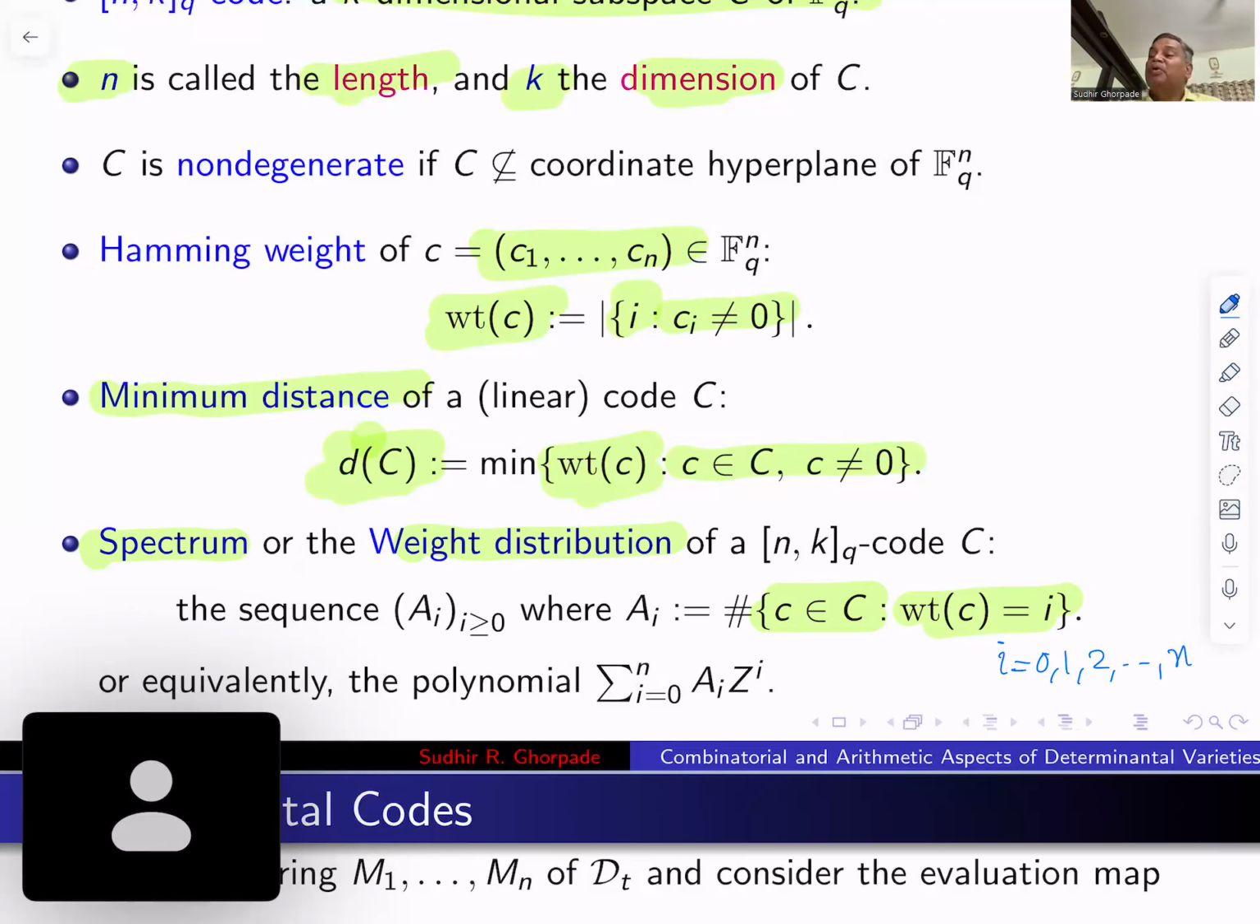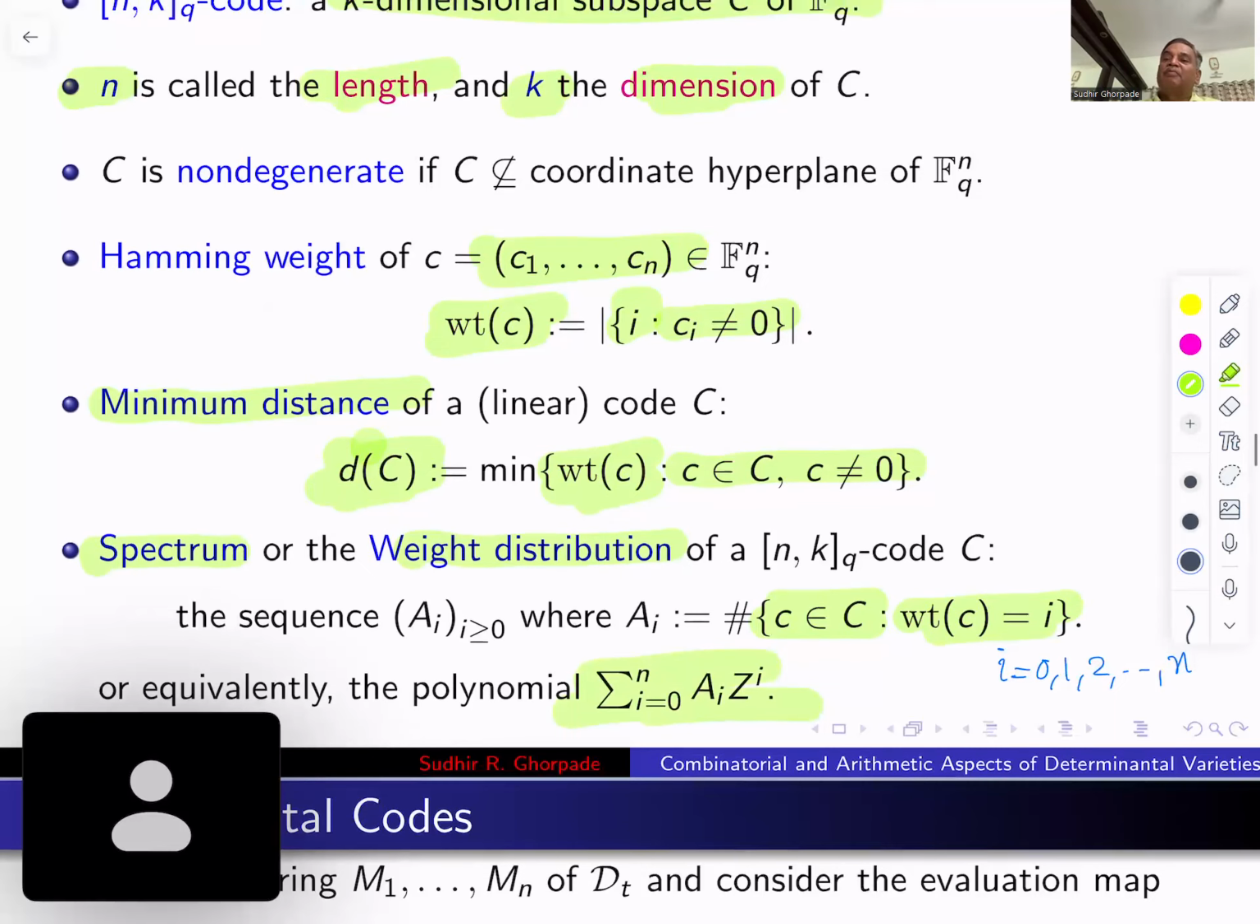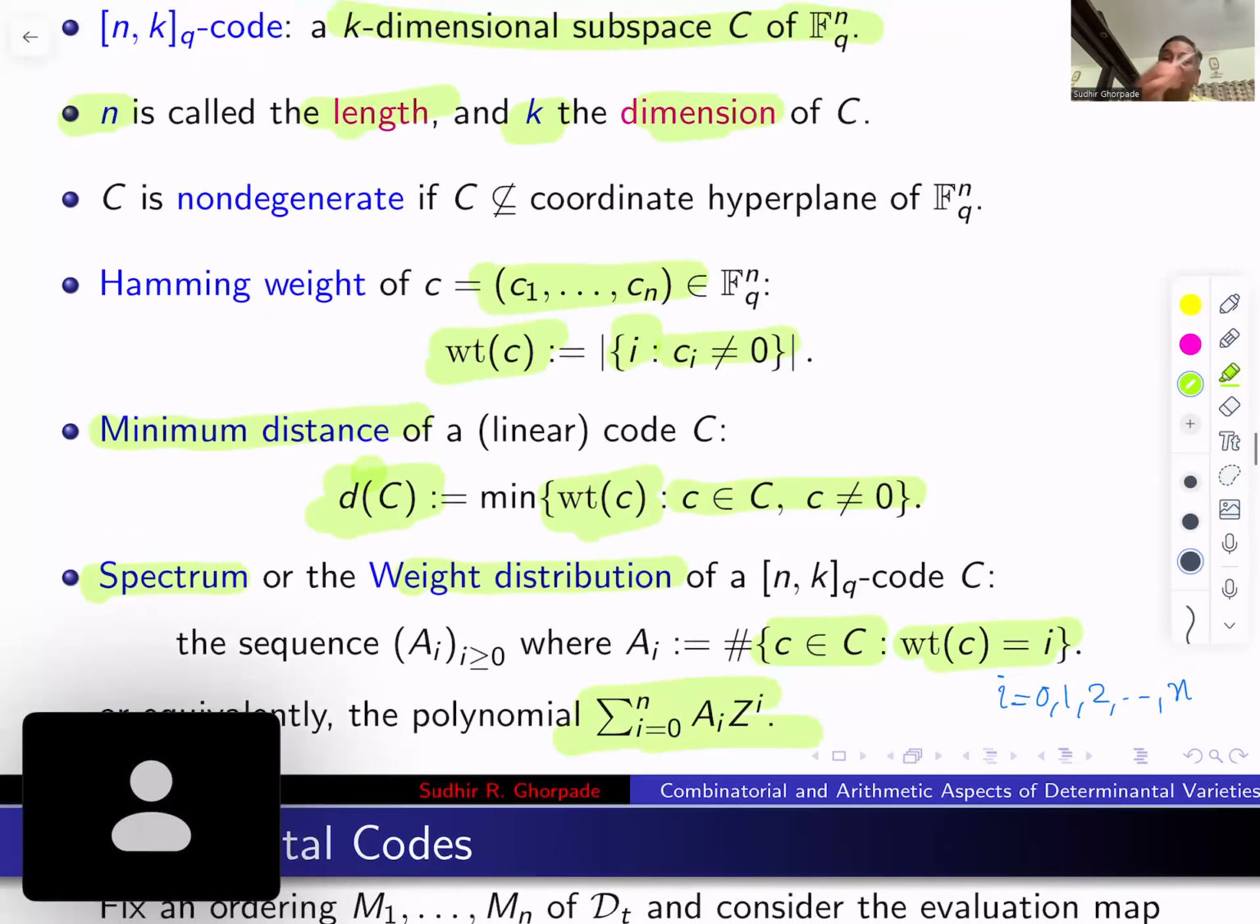And one way to codify it or write it effectively is to think of this one variable polynomial. Or sometimes people write a two variable homogeneous polynomial, summation A_i z to the power i. This is sometimes called the weight enumerator polynomial. So I hope it is clear what a code is. One more definition I have stated here.